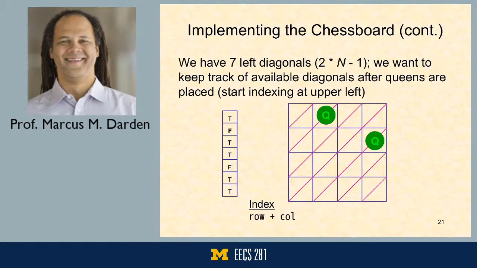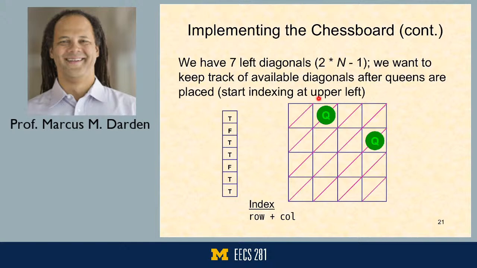Now how about these diagonals? There's more diagonals than there are rows or columns. So in this case, I've got 7 left diagonals, and you see that my left diagonals are the ones that go from high in the northeast to low in the southwest, or vice versa. So if I look at this board, you can see these magenta lines that are drawn across the diagonals.